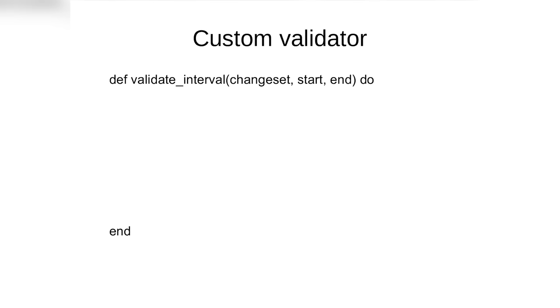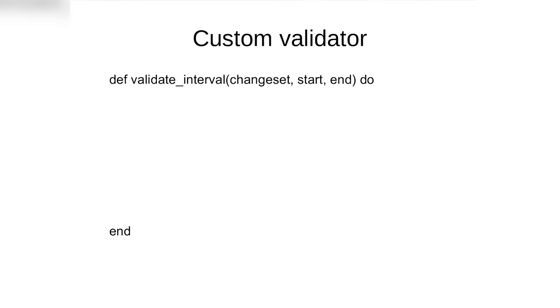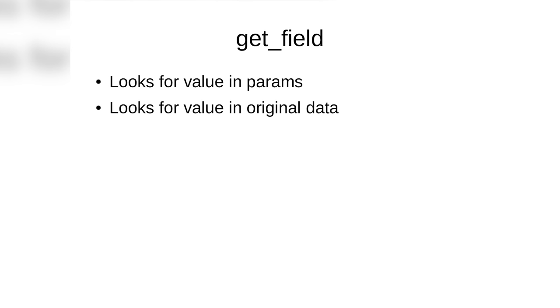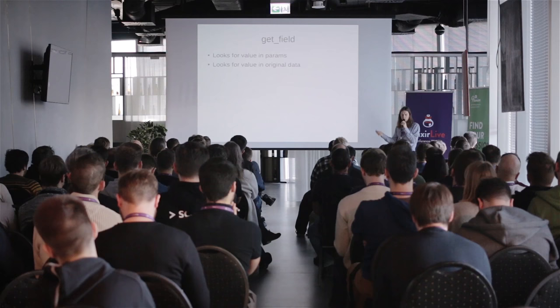OK, so we need to create a function that takes change set as a first argument and returns change set. The other two arguments are just the names of fields with dates. So first thing, we extract those two dates that we're interested in. So we use the getField function for that. And the getField function does actually two things for us. So firstly, it looks for the value in params in case we wanted to change it. But in case it didn't change, it looks for the value in original data.